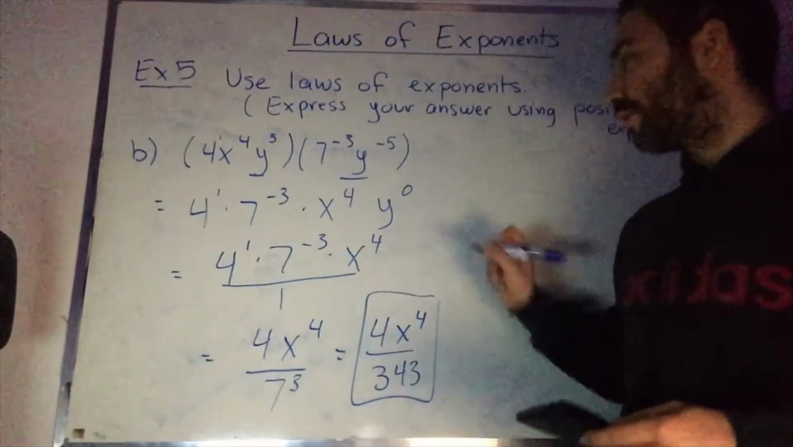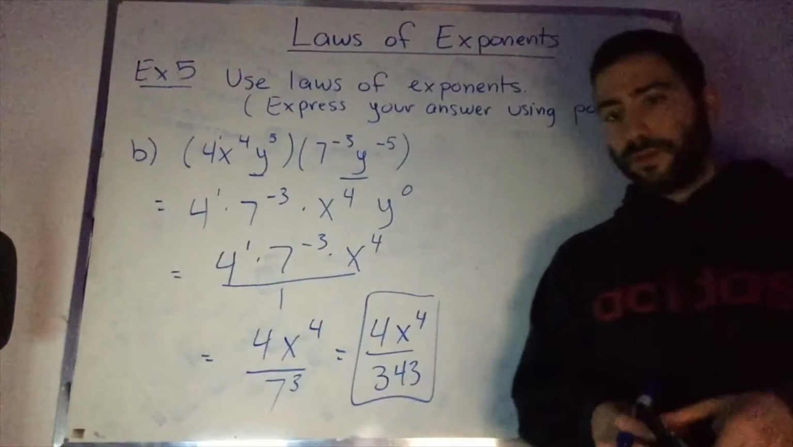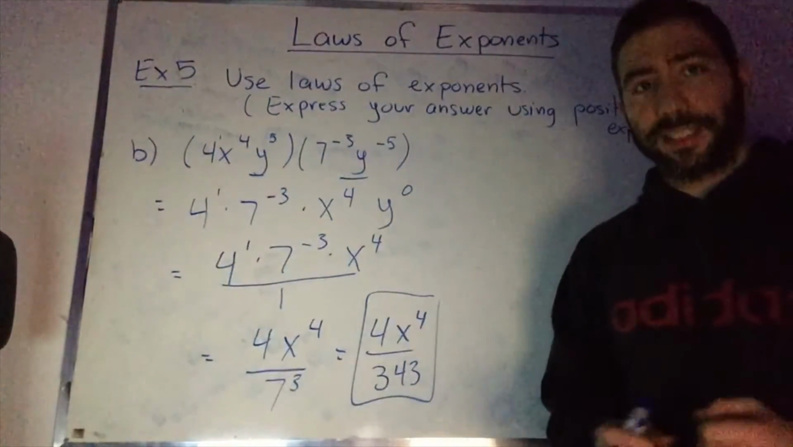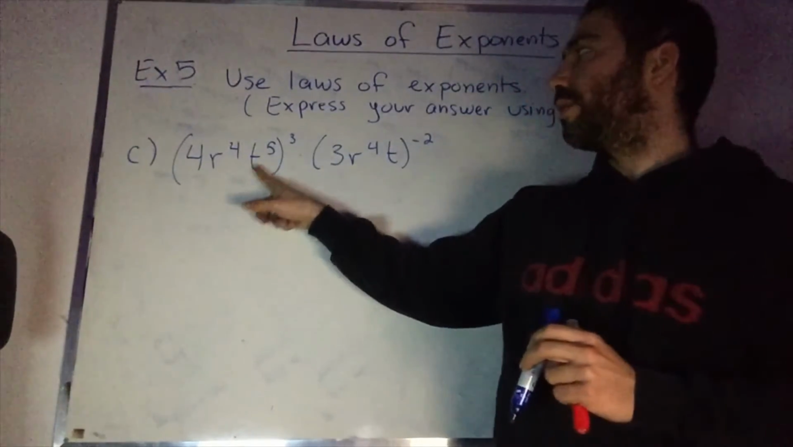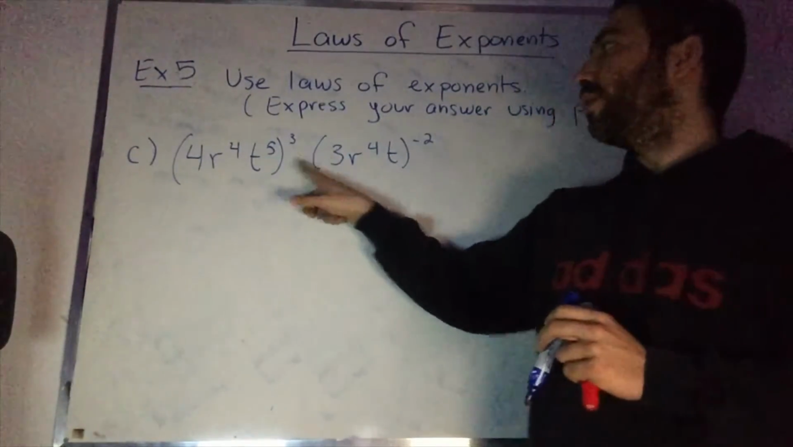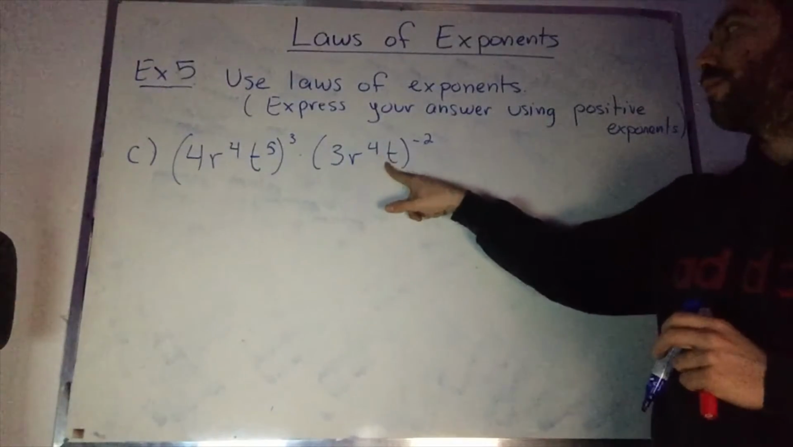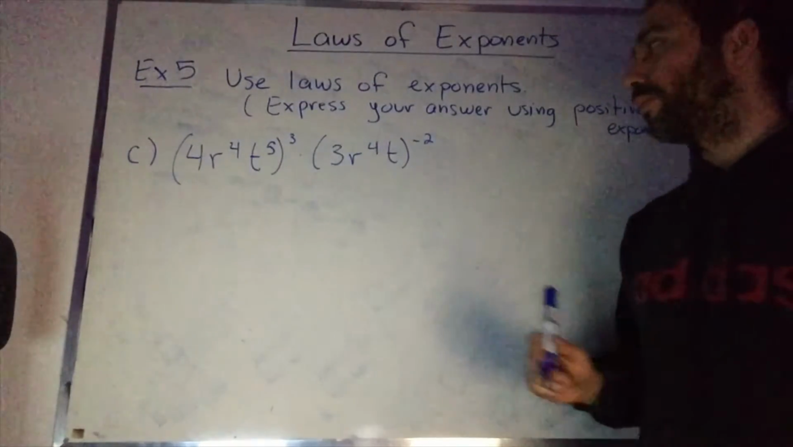And this is our final answer. Okay, let's move on to the next example. So in this example here, we have 4r to the 4 times t to the 5, all that to the exponent 3 times 3r to the 4 times t, all that to the exponent negative 2.